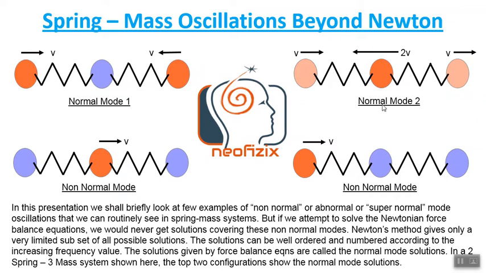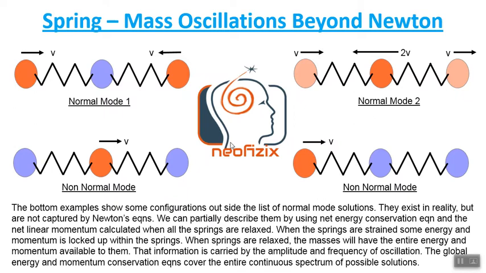This is the normal mode 1 here, which has lower frequency, and normal mode 2 has relatively higher frequency for the same given net energy value of the system. The bottom examples show some configurations outside the list of normal mode solutions. They exist in reality, but are not captured by Newton's equations.